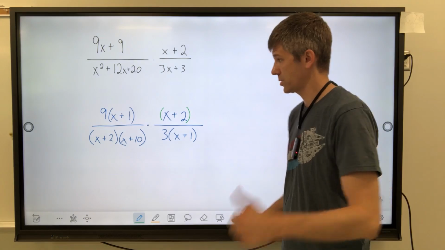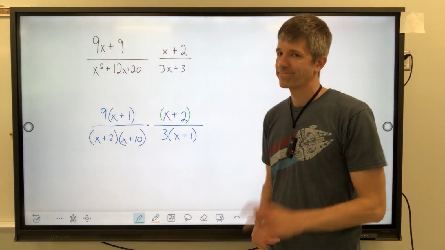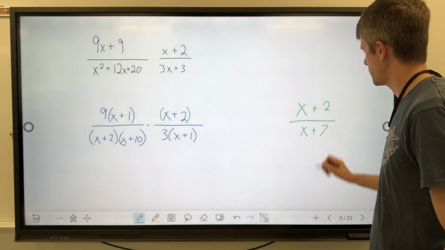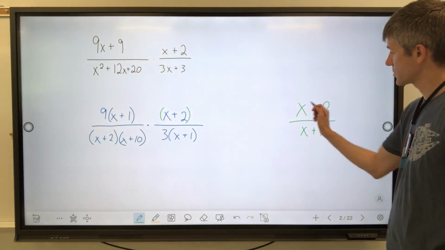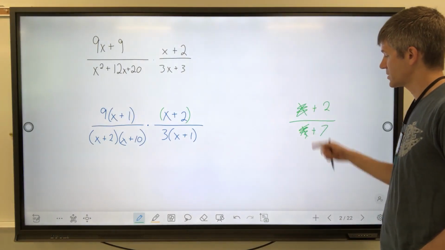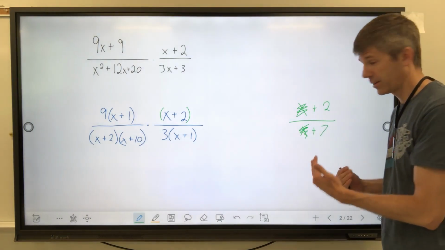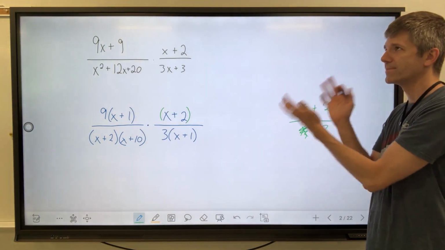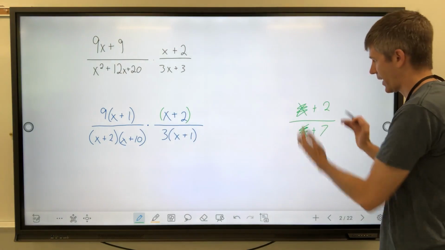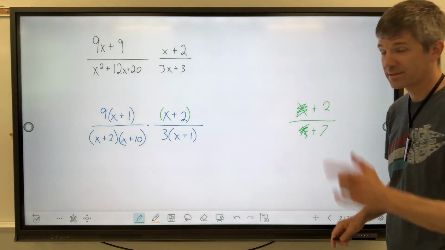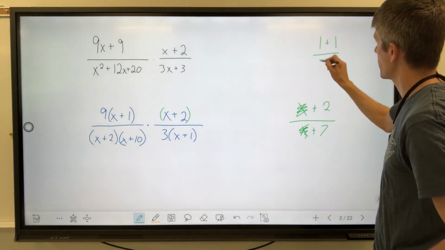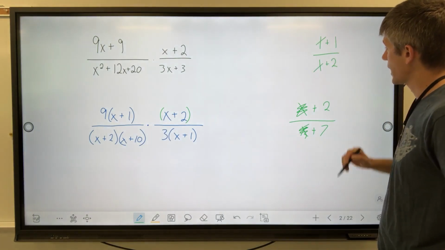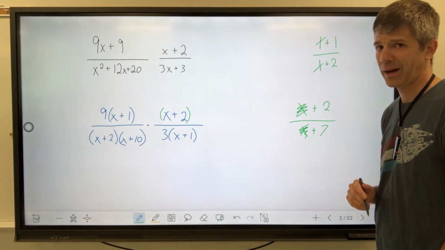What I can't do is cancel, don't do this. Don't even write this. It's so wrong, someone might just beat you up. What I can't do is cancel this x with this x. These x's are part of a larger factor. x plus 2 is an entire unit, an entire expression that is a factor. So I can't just cancel the individual components. That's like saying 1 plus 1 divided by 1 plus 2. Well, that's 2/3, right? Right? You go canceling that right there. Don't try it. Just don't try it.